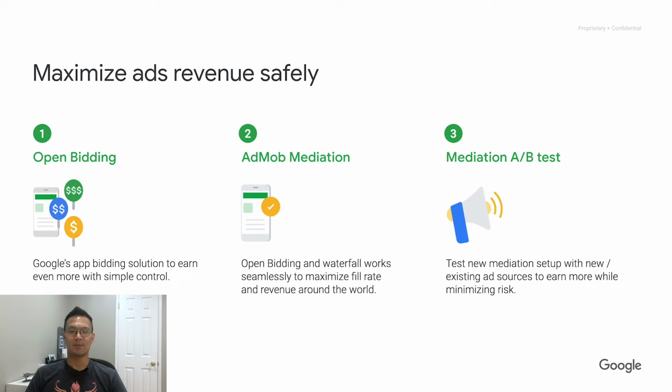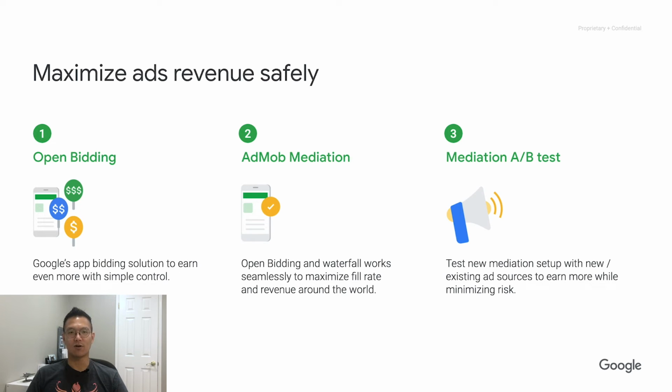As you know, AdMob has been investing a lot to help you maximize your revenue. And today I'm going to share some of the latest developments and efforts that we have, which are still in beta. Starting with Open Bidding, which is Google's in-app bidding solution. And following with AdMob mediation as a whole, which is inclusive of open bidding, but also traditional mediation. We'll talk about how you can use it to maximize your revenue today.